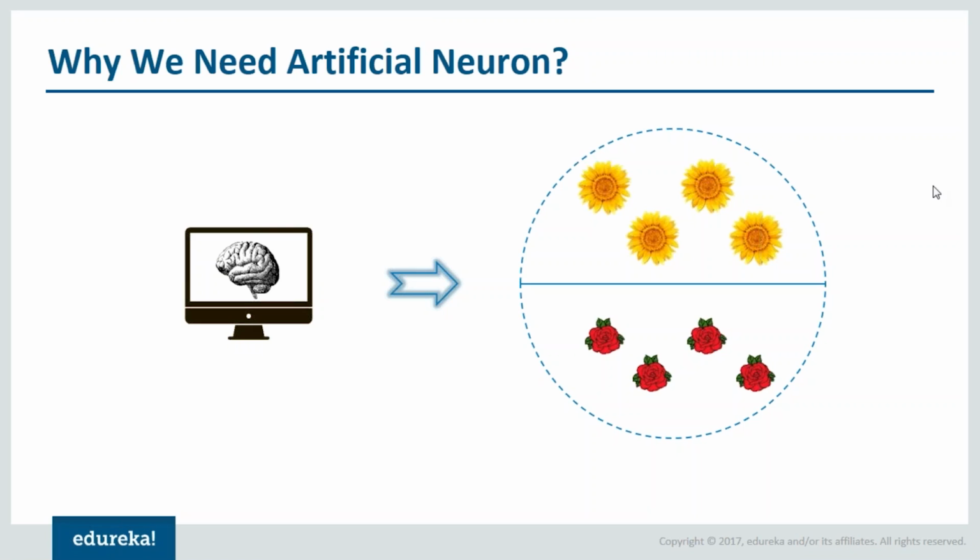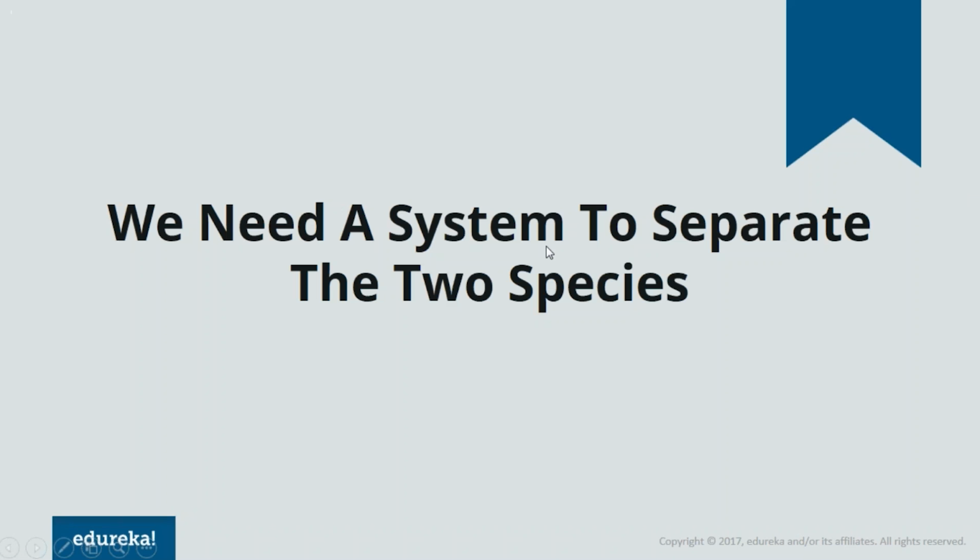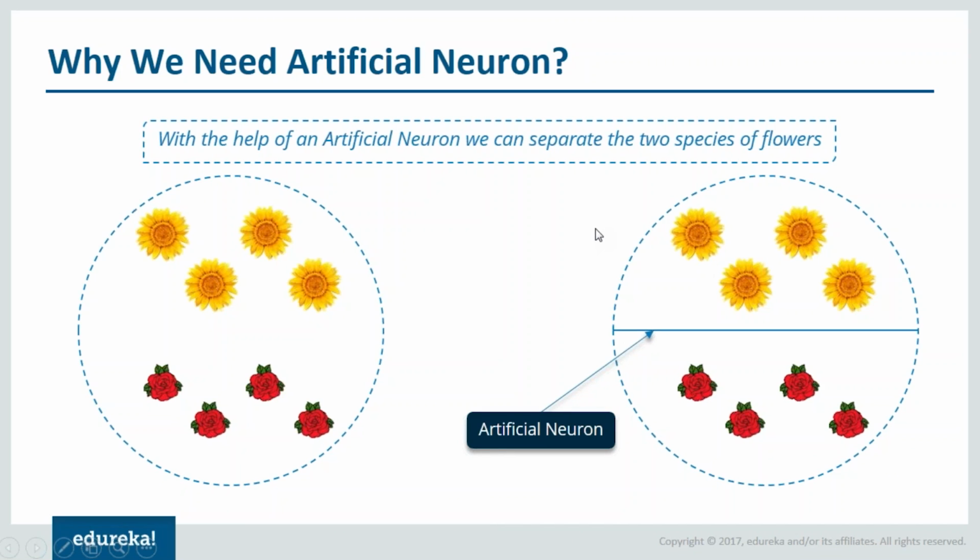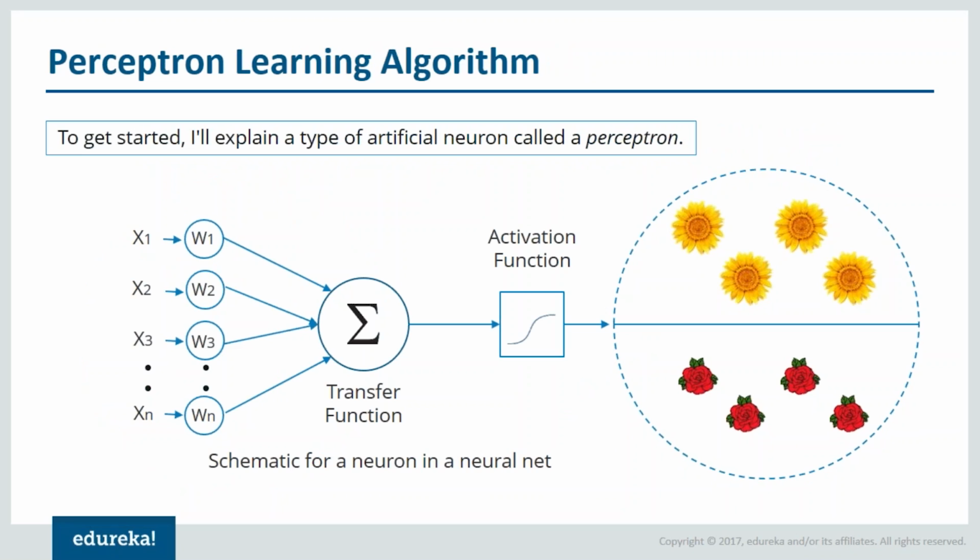And this is what exactly happens. This particular artificial neuron can actually classify the flowers, or you can say divide the flowers on the basis of certain features. In our case, it is sepal length, sepal width, petal length, and petal width. On that basis, it can classify the two flowers. So what we need here is some sort of system that can actually separate the two species. And what is that system? It is nothing but an artificial neuron. So we need an artificial neuron, and one type of artificial neuron is a perceptron.